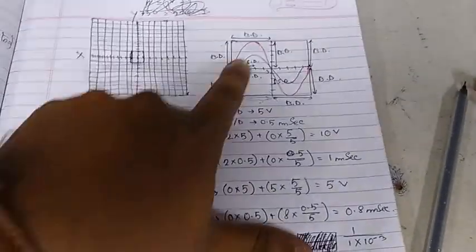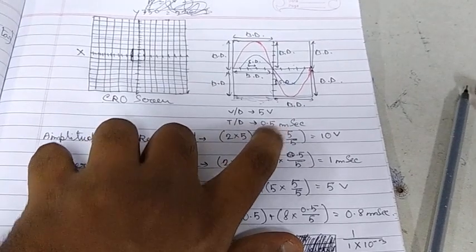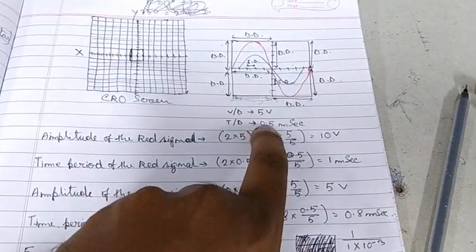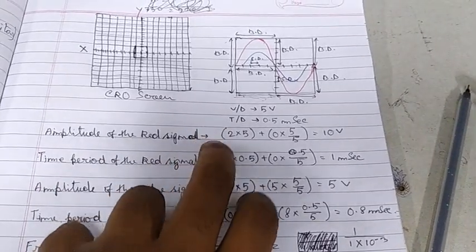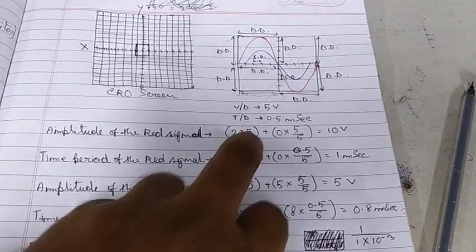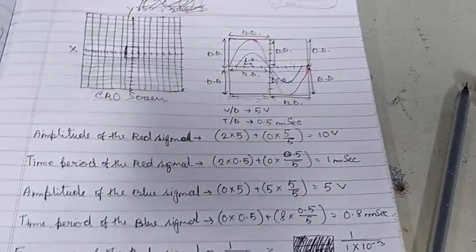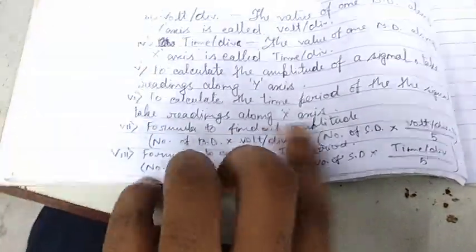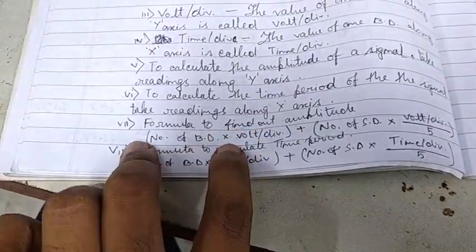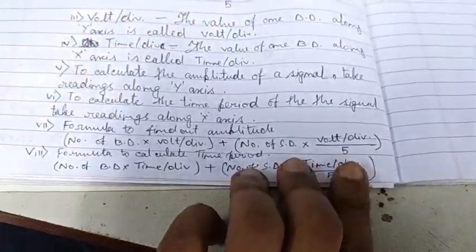See, if the volt per division is 5 volt and the time per division is 0.5 millisecond, then the amplitude of the red signal is 2 into 5 plus 0 into 5 by 5 equal to 10 volt. Now how it is possible? See the formula. The formula to find out amplitude: number of big division into volt per division, plus number of small division into volt per division by 5.